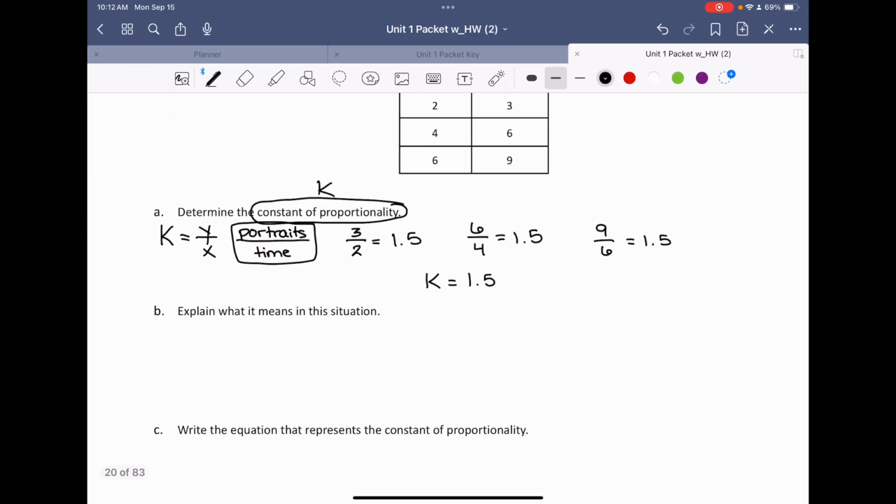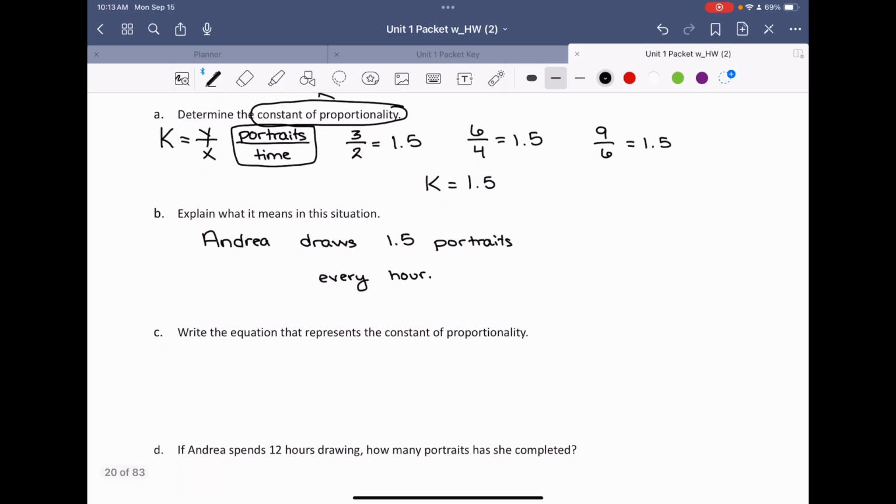Explaining what it means in the context of the situation. That's asking us, what does 1.5 tell us? Well, that tells us that Andrea draws 1.5 portraits every hour. So in an hour, she gets through 1.5 portraits.